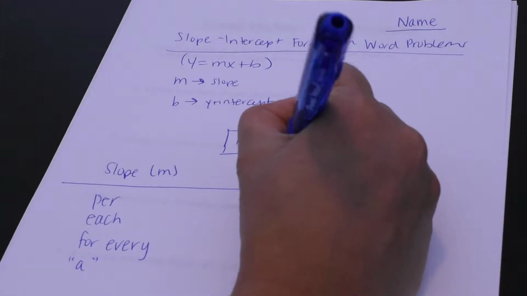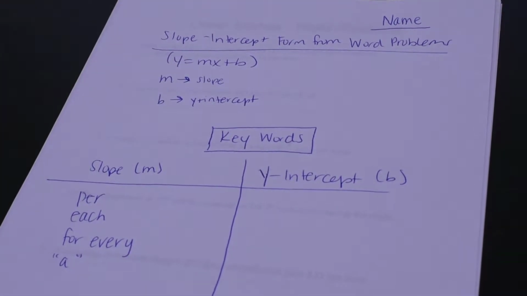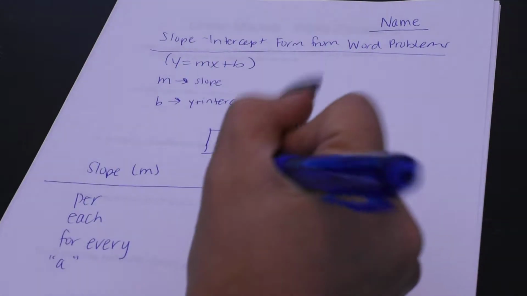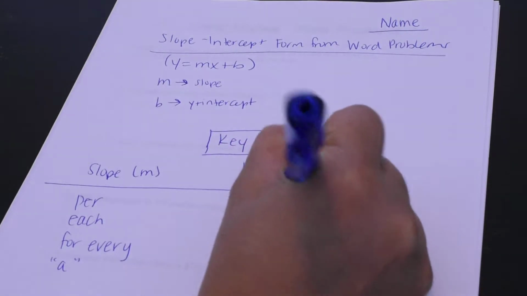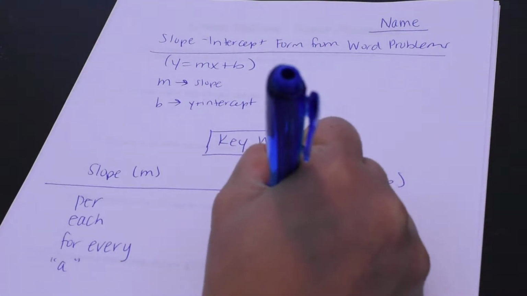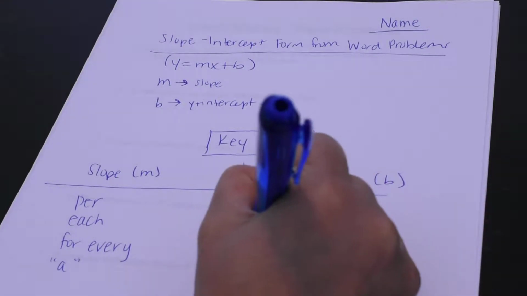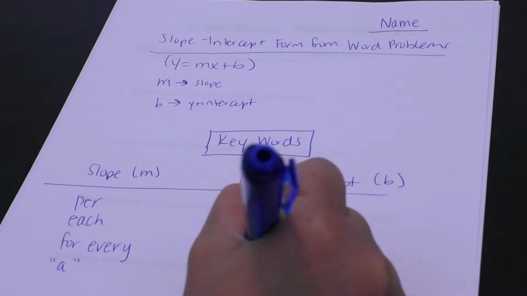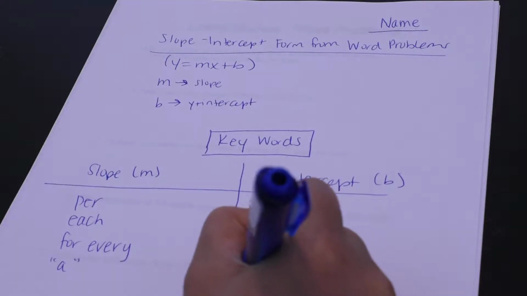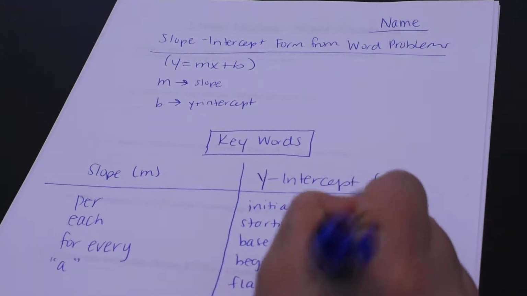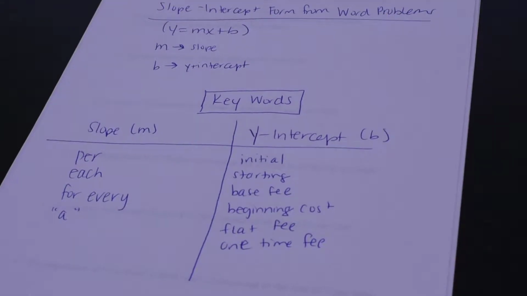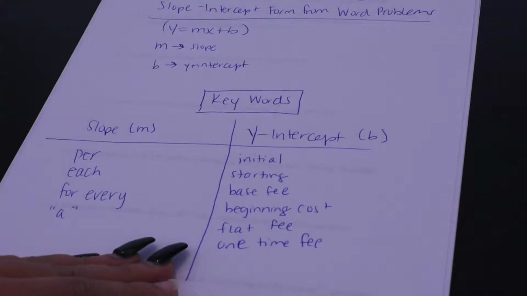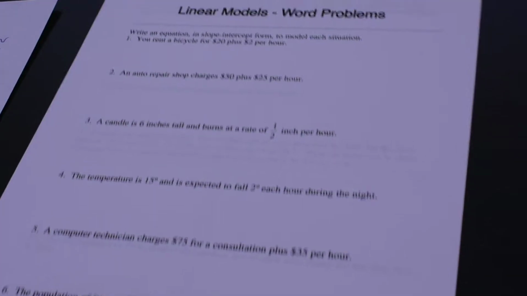Y-intercept is kind of like our starting point. It's where we are initially. So some words that will help us identify that are initial, starting, base fee, beginning cost, flat fee, one-time fee. And this isn't like the end-all be-all. There are other words that will help us identify y-intercept and slope, but this is a list that will help us get started, okay? So let's move into our linear word problems, okay?